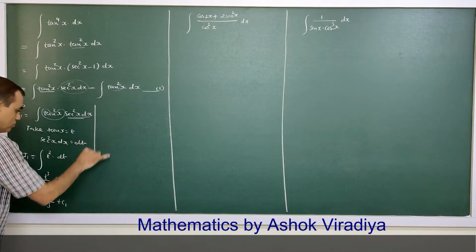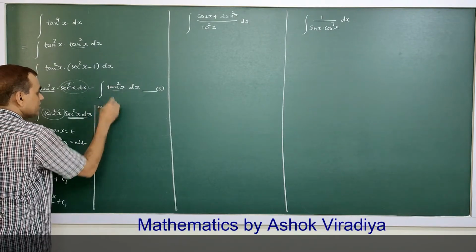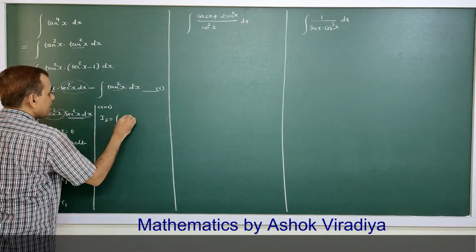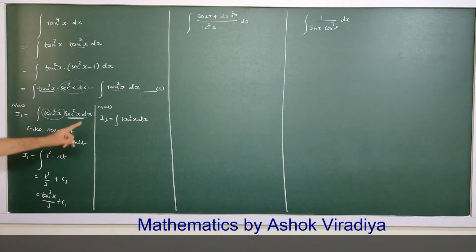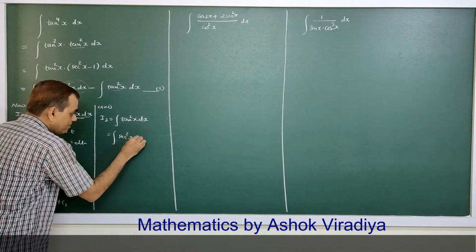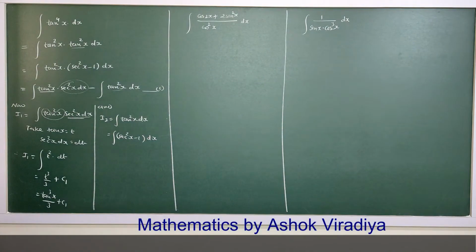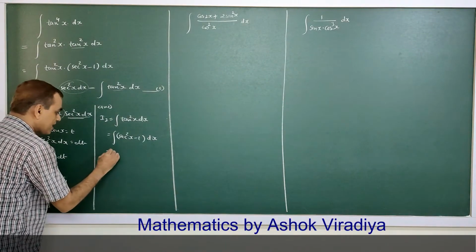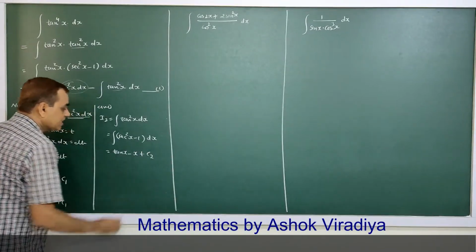Now we take I2. I2 is integral of tan square x. To integrate this, tan square should be converted into sec square minus 1. Integral of sec square x is tan x minus x plus c2.